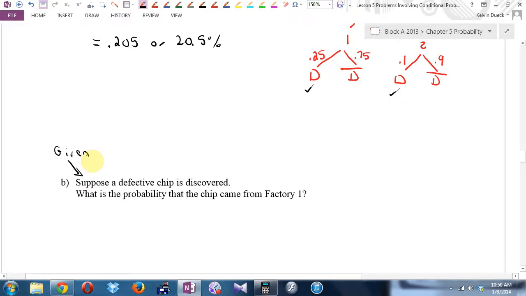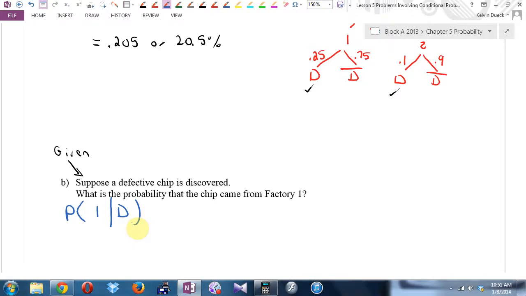So the word that I will almost always try and use is given, but suppose or if are the synonyms. Here's what it's saying. Find the probability. What do we know? What's the given? What have they told me? Given that it's defective, what do they want me to find? Factory one. And do you notice factory one is up a level? That also is what tells you this is a conditional probability. We're going backwards up the tree.